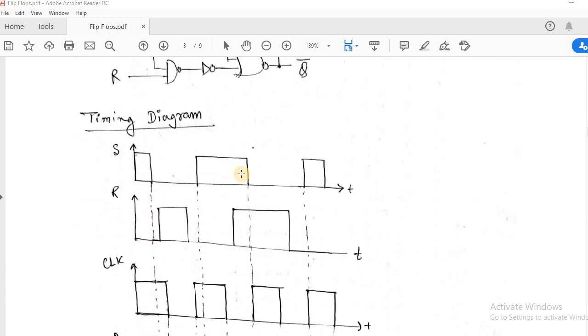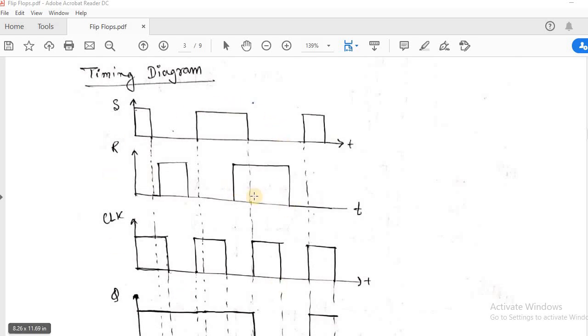Now this is the timing diagram. Timing diagram means, I'll explain what that is. So this is the S. This is the high state, this is the low state. The high state stands for 1 and low stands for 0. So this is the R and S. This is the clock.